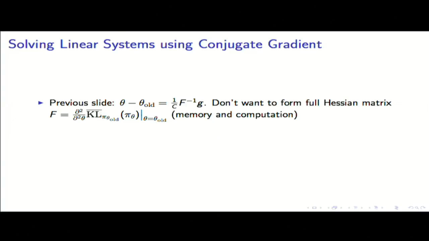But we don't want to form this full Hessian F, because let's say our policy has 100,000 parameters. We don't want to form a 100,000 by 100,000 matrix. Even if our policy has 1,000 parameters, so we could easily form a 1,000 by 1,000 matrix, that would be really computationally expensive, because we would have to compute 1,000 different gradients. If you want to compute a Hessian, the computational cost is going to be the number of parameters times the computation cost of a gradient. So computing Hessians is really expensive.